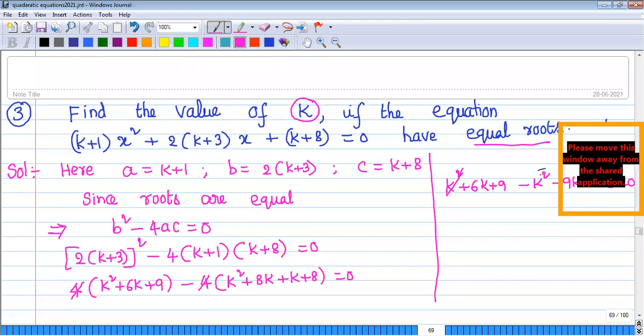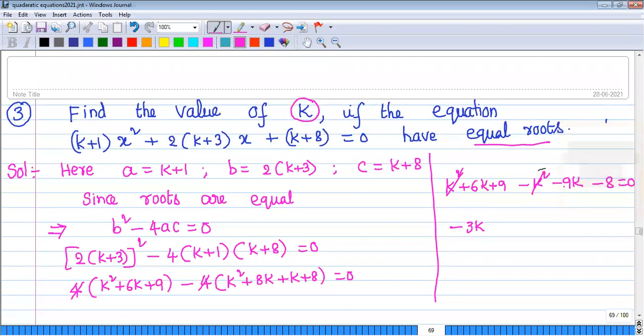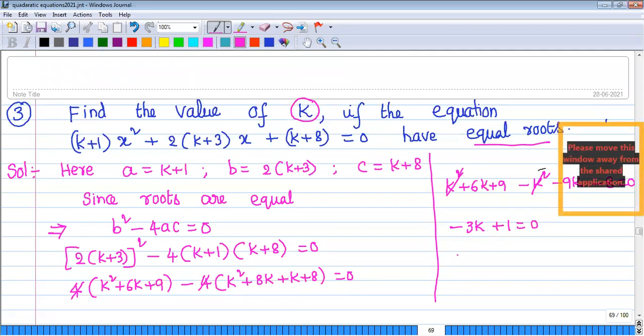Minus k square gets cancelled. Minus 9k plus 6k is minus 3k, and minus 8 plus 9 will be plus 1, equals 0. So minus 3k equals minus 1, k equals negative 1 by negative 3, that is 1 upon 3. So this is the answer.